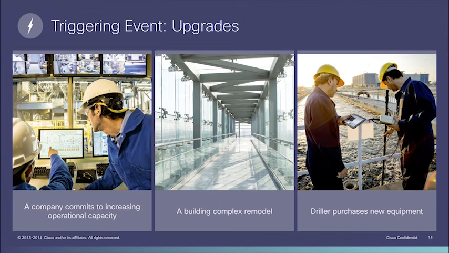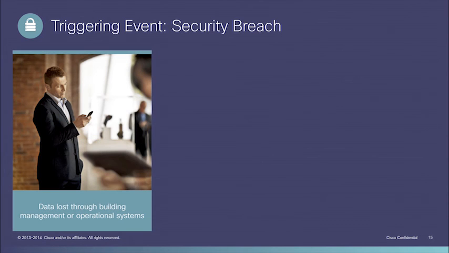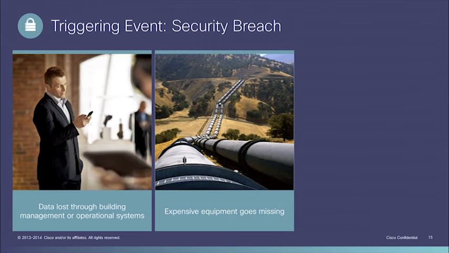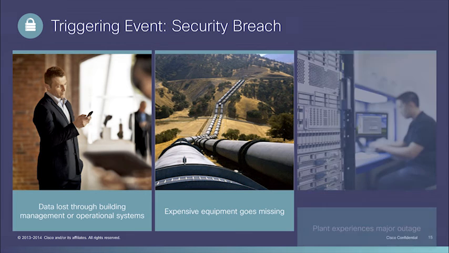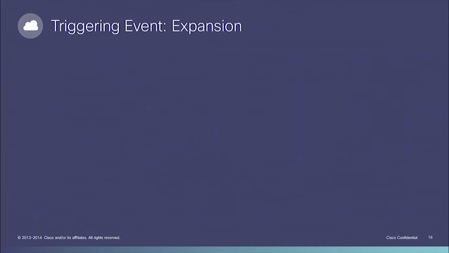Another important triggering event to look for is a security breach. A company that suffered a security breach through building management or operational systems needs secure connections and improved threat visibility. A business that lost expensive equipment needs greater asset visibility and security. And a plant experiencing a major outage or continued minor outages may need better network visibility, energy management, and automated response capabilities. Also look for the expansion of infrastructure.